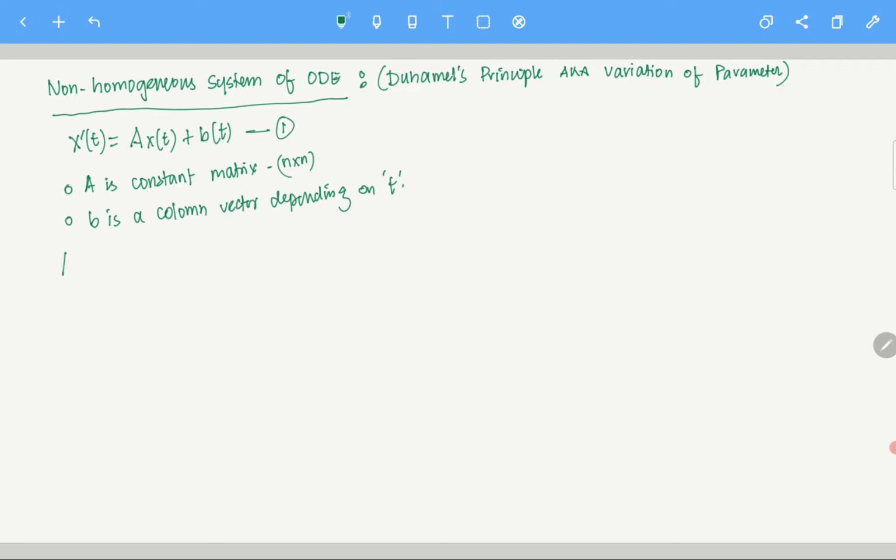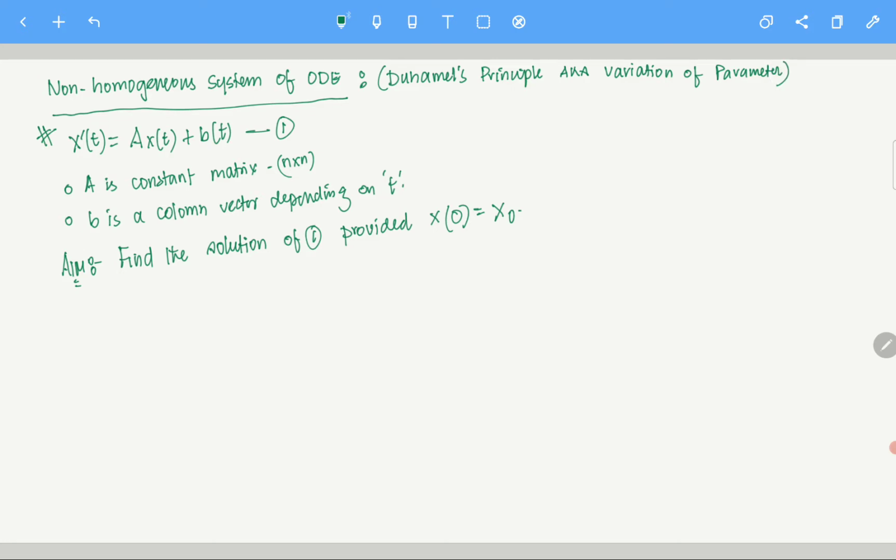So what is our aim? Our aim is to find the solution of 1, provided x at the point t naught, or let's just do 0, x at the point 0 is given by x naught. Clear? So that is also a column vector. So essentially this is the problem given to us, and x at the point 0 is given by x naught.